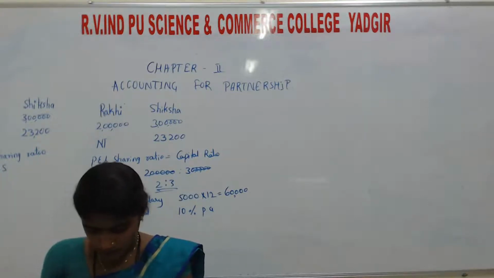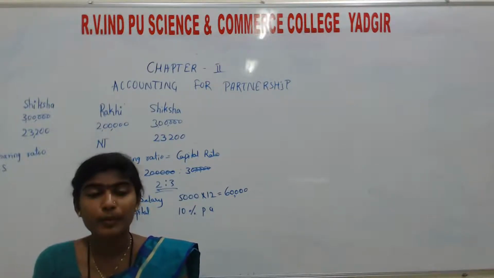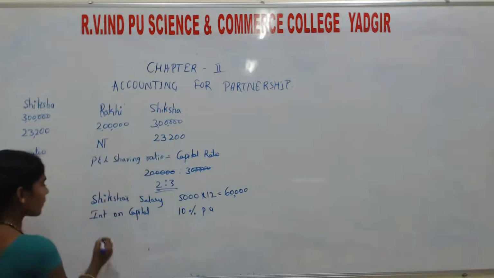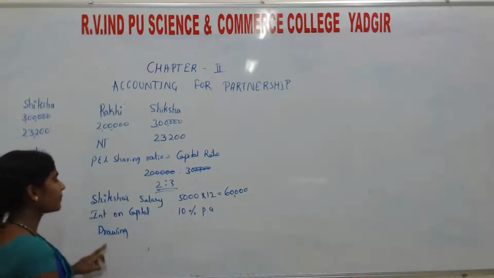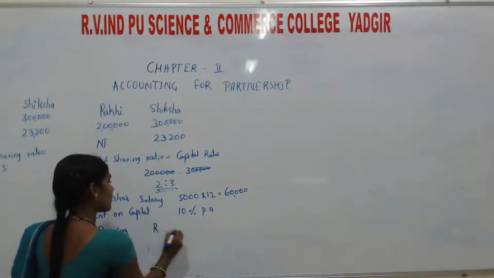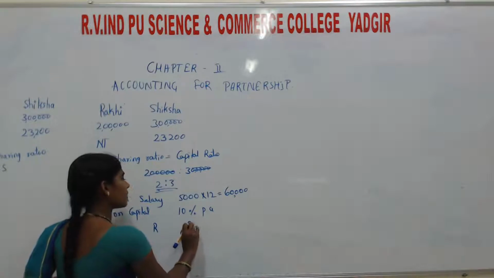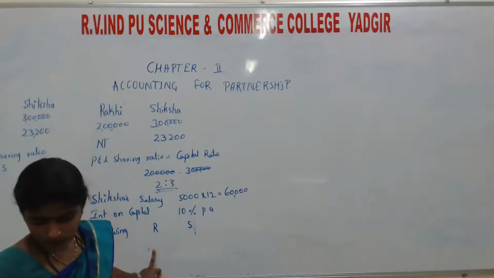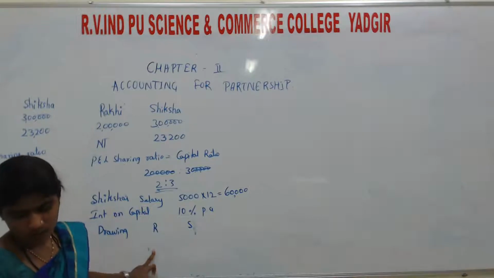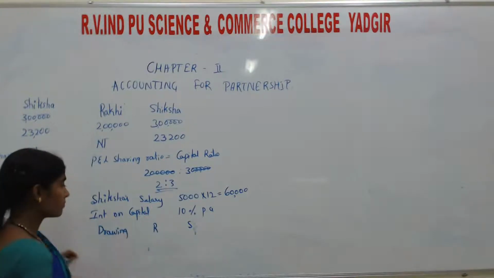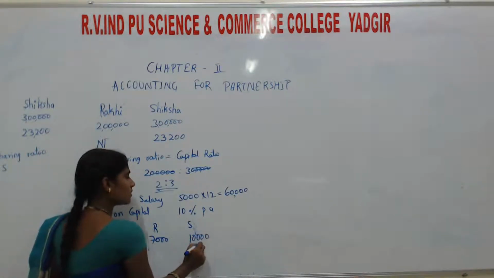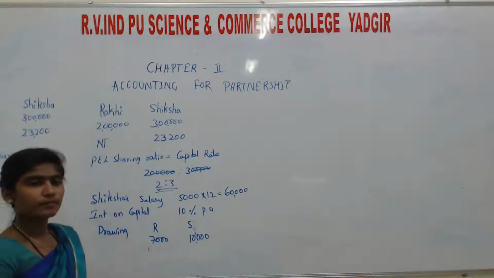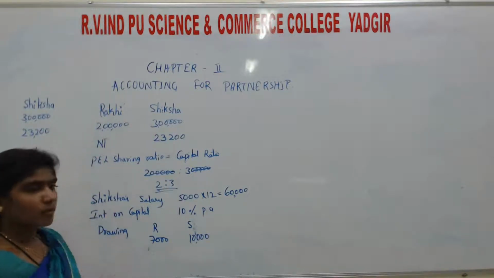During the year, Rakhi withdrew ₹7,000 and Shiksha ₹10,000 for their personal use. This is the drawing information. Rakhi's drawing and Shiksha's drawing. Rakhi's drawing is 7,000 and 10,000 is the drawing of Shiksha. So these are all the informations.